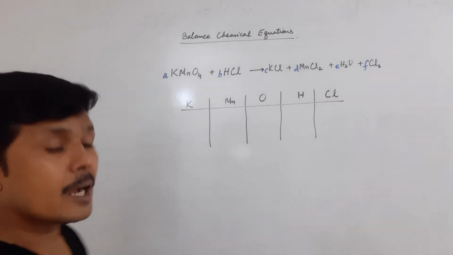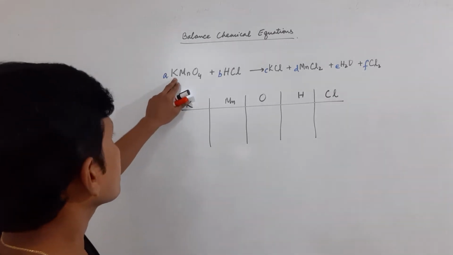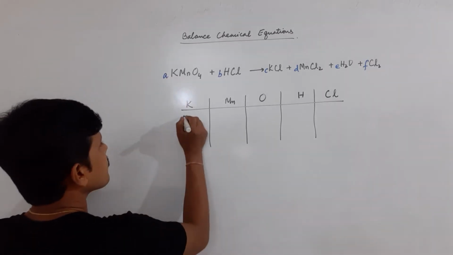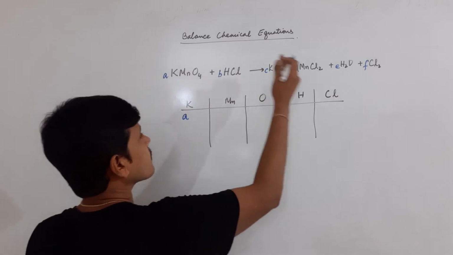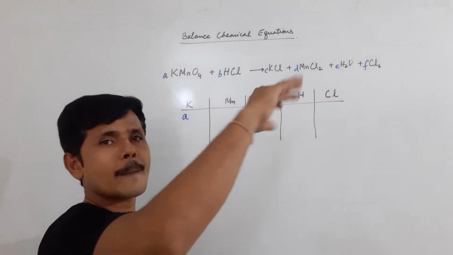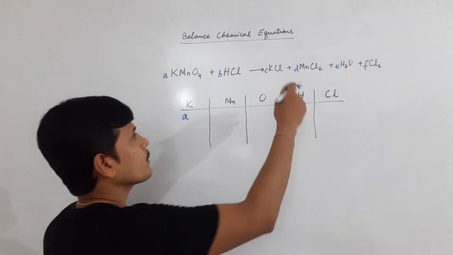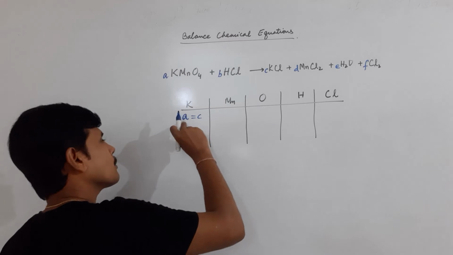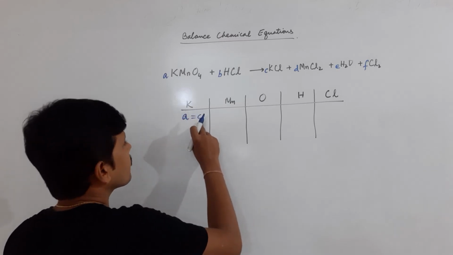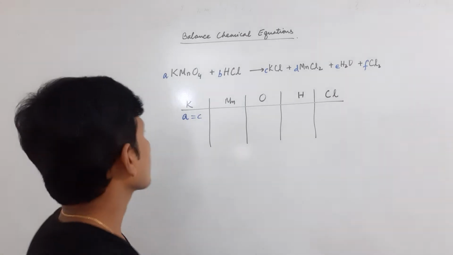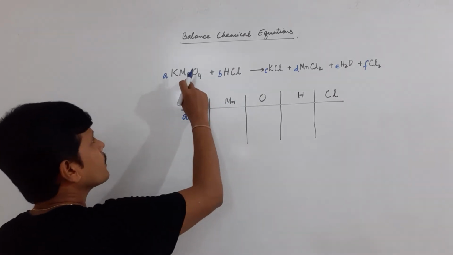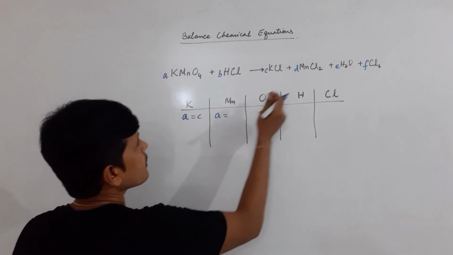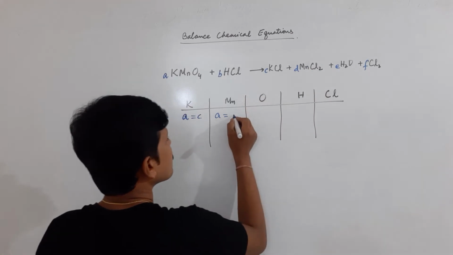Next, what is the next task? Look at the number of atoms of potassium in the reactant part. We have only one atom, so 1 times A is equal to A, and we have to equate it with the number of potassium atoms in the product part. We have one atom of potassium, and it is equal to C, 1 into C, that is C. Means the number of atoms in the reactant equals the number of atoms in the product. Similarly for manganese, we have only one atom, so 1 into A is A, and in the product area we have only 1 into D, that is D.